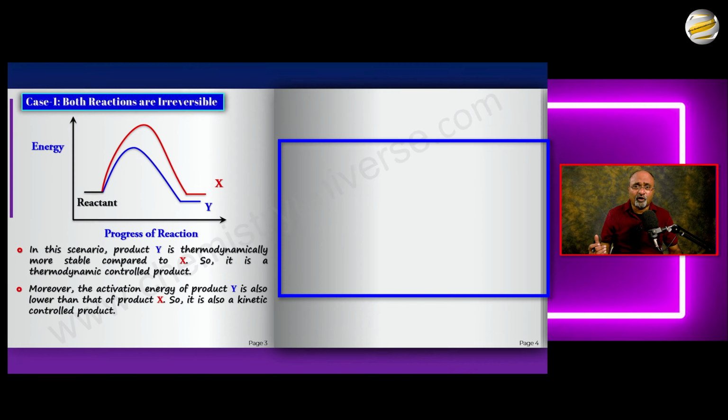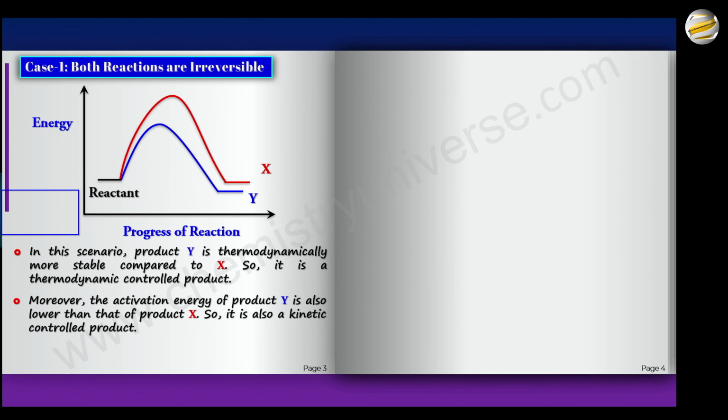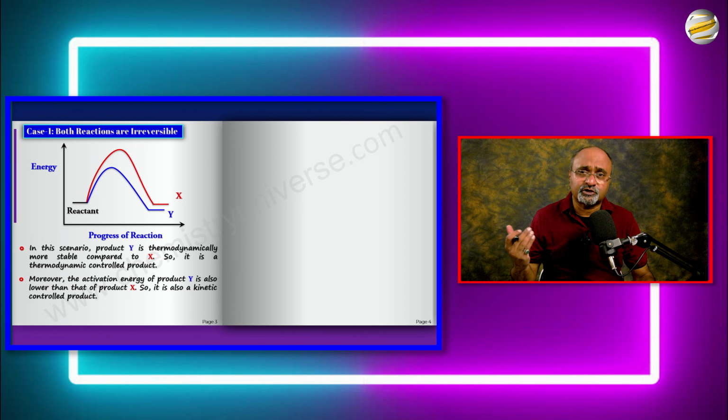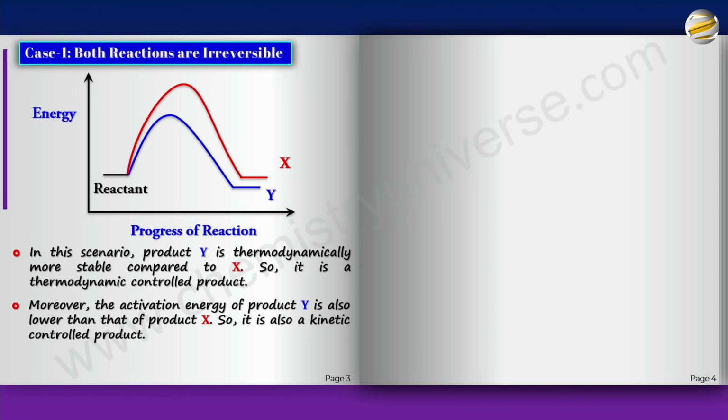Whereas in the case of the red product, which is the X product, you will notice that the activation energy required is also higher, as well as it has less stability compared to the lower value Y, because it's higher in energy. So Y is a thermodynamically controlled product as well as a kinetic controlled product. So it is both. So in such an event, Y will be the major product irrespective of the temperature. That means at both temperatures, Y would be the major product.